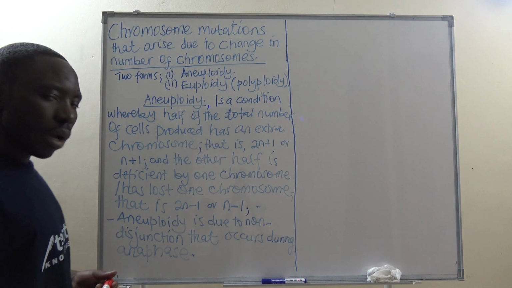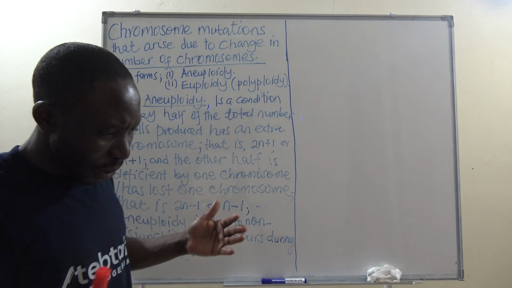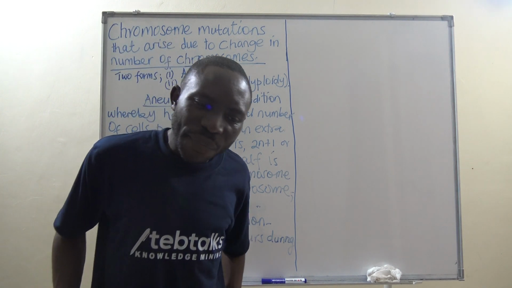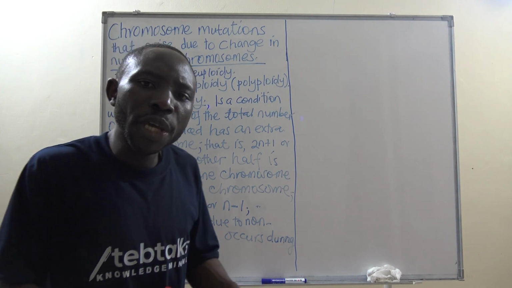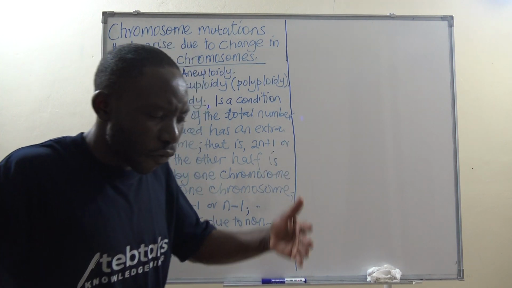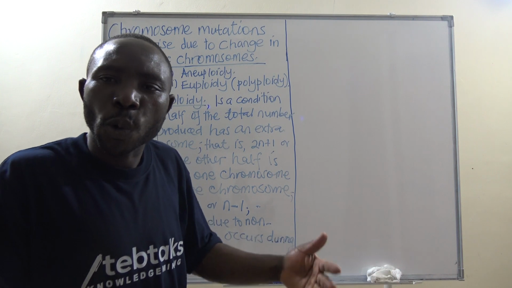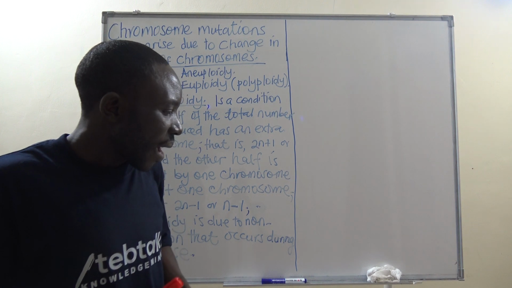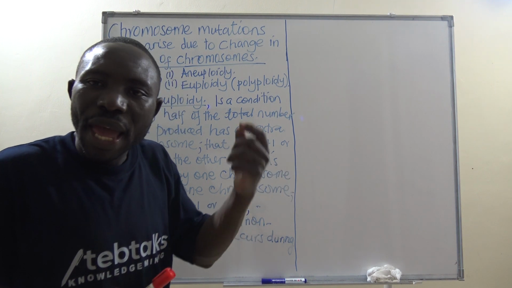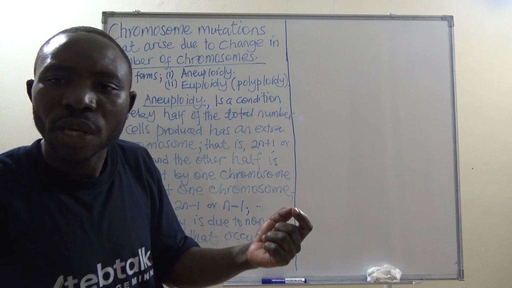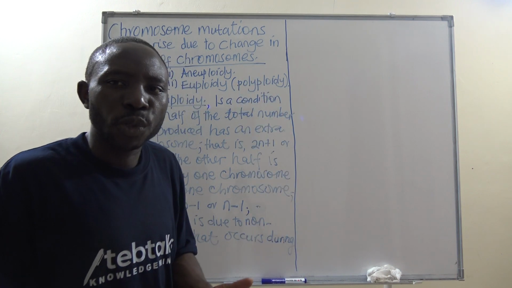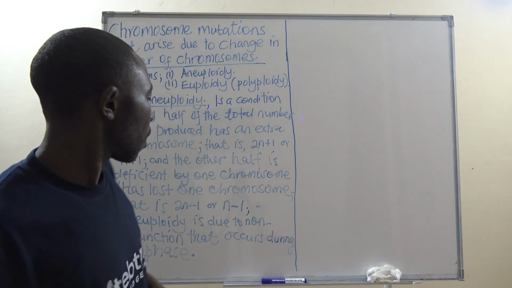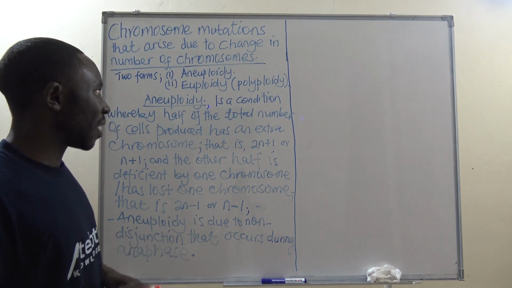Non-disjunction is a condition whereby the gametic cells that have been produced have extra chromosome or chromosomes, or have lost a chromosome, as a result of a pair of chromosomes, or pairs of chromosomes, failing to separate during anaphase. That is what we call non-disjunction.